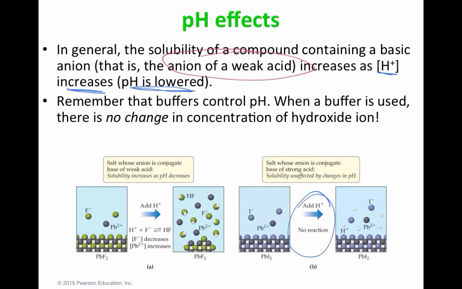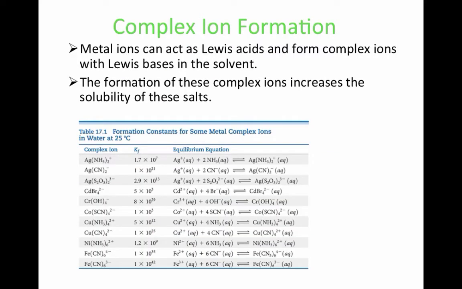Something to also make note of when you're looking at the pH effect is how basic the anion is. The more basic the anion, the more solubility is affected. So keep that in mind as you go through practice problems. And again, neutral anions are unaffected by the pH. The third and final thing that we're going to look at that affects solubility is the formation of what's called a complex ion.